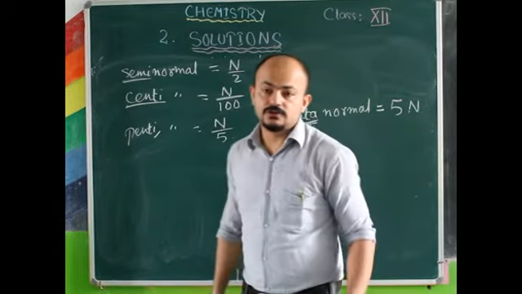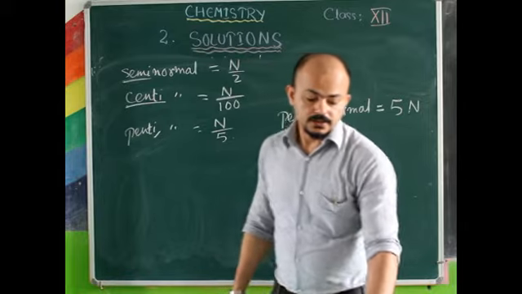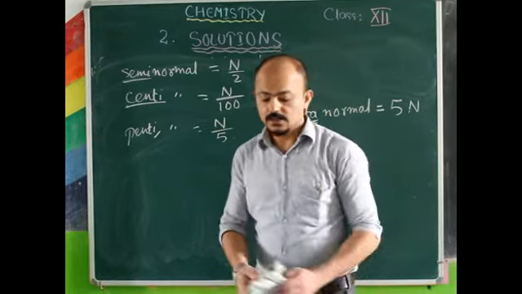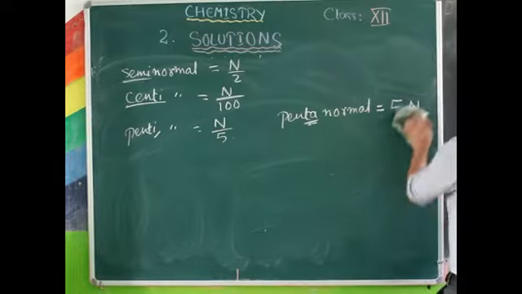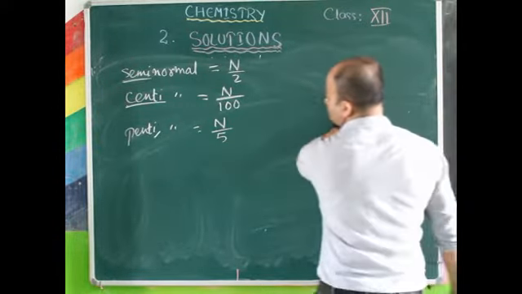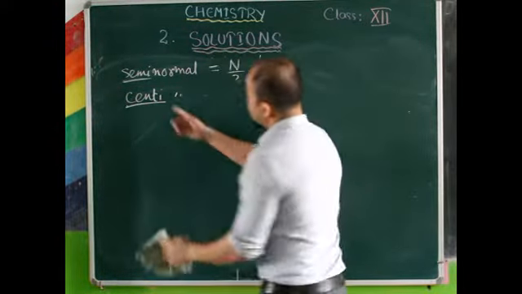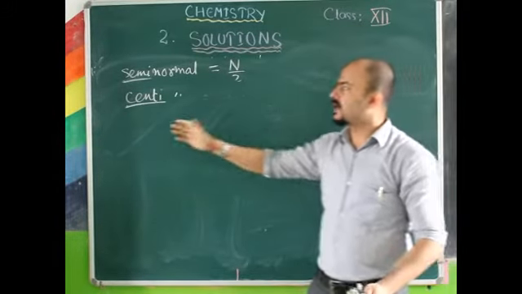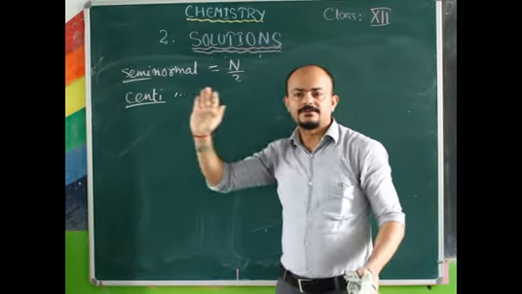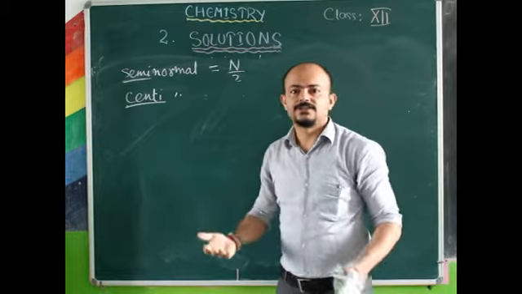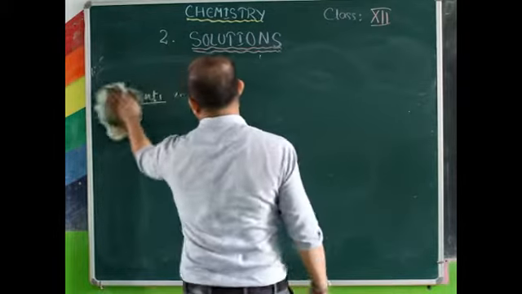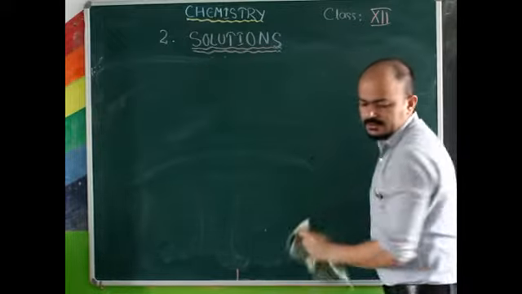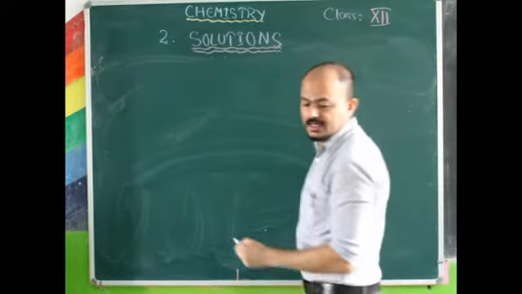So now let's move on to the next way in which concentration can be expressed, that is the molarity of the solution. We have finished discussing normality of the solution. Now these semi, centi, penti, penta, deca will be applied not only to normality, but to molarity as well. Okay, please don't forget this. Now we are going to discuss molarity.